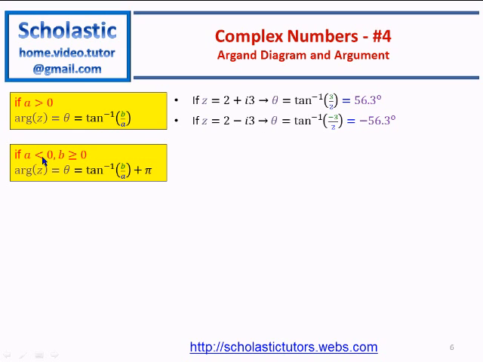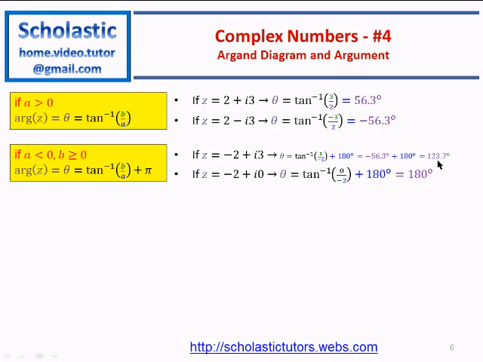When a is less than 0, b can be greater than or equal to 0. Then the condition is this one. And our complex number in this case is equal to negative 2 plus i3. Here a is negative, so negative 2. And the angle theta equal to tan inverse negative 3 over negative 2 plus 180 degrees. Pi is equal to 180. So add 180, so you get 56.3 plus 180 is equal to 123.7.